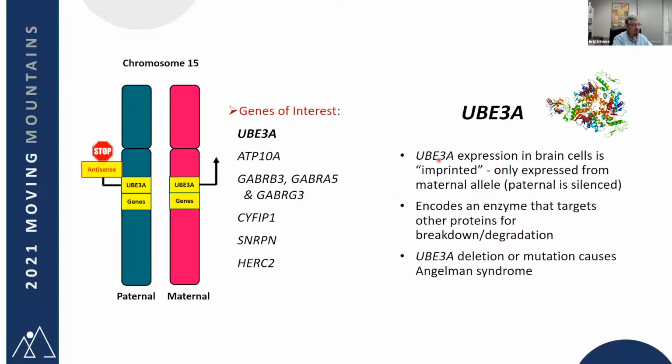The gene UBE3A actually encodes an enzyme, and that enzyme, its role in the cell is to target other proteins in the cell for breakdown or degradation.